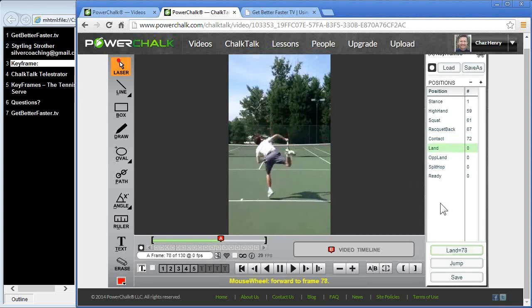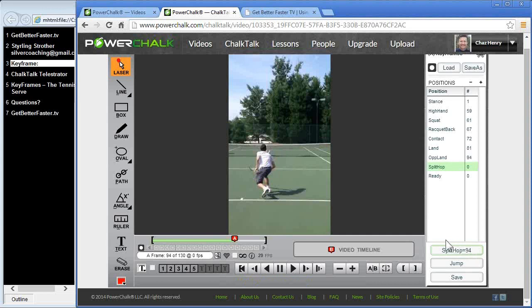Now, I also think I got land from what you said before. So it's when really all the weight is on the foot. There it is, right there. I'm going to say right there. Right there. And then opposite land. There. That's it. Perfect, that's it.